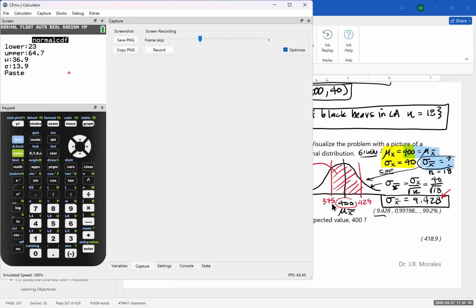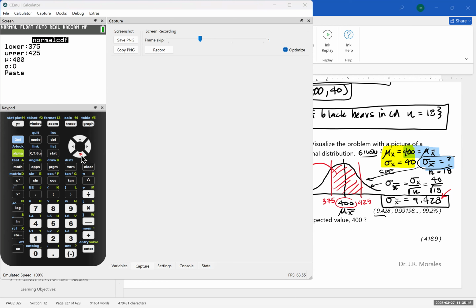Okay, the lower number was 375. The upper number is 425. The mean is 400. Now, the standard deviation we want to use is this new standard deviation that we calculated, 9.428. And I stored that in letter O. So to get that value back, I want to put letter O in there. So I'm going to hit alpha and then 7. And that put an O right where I need it there.